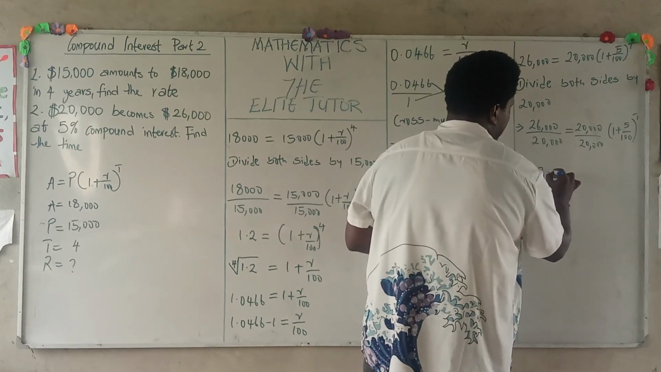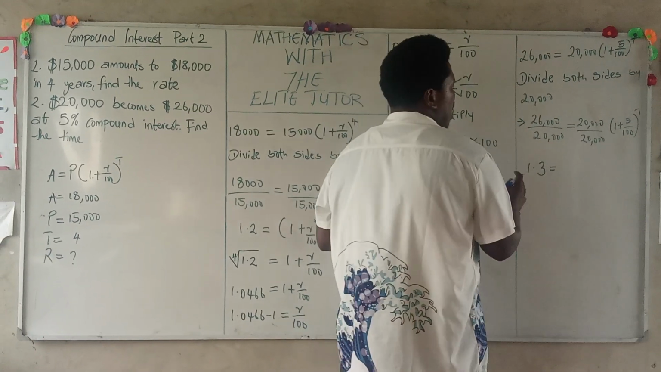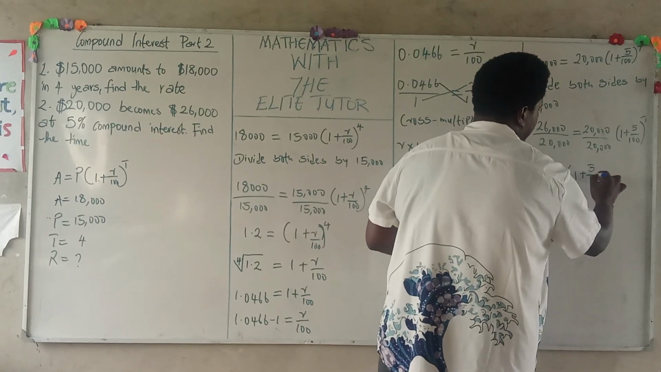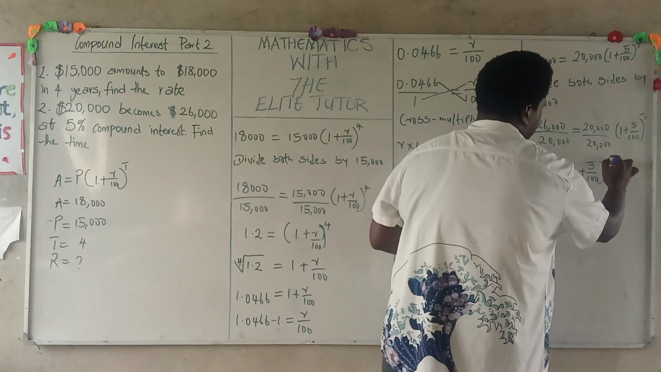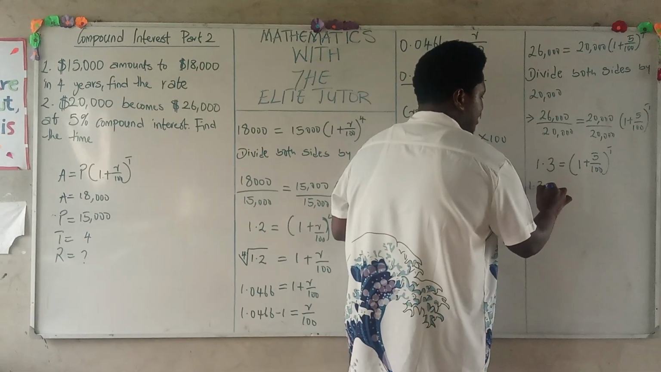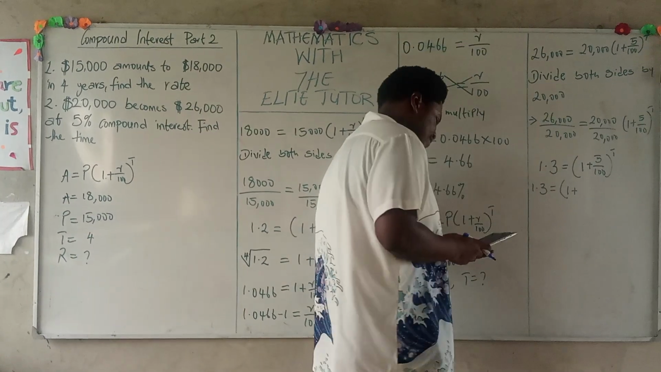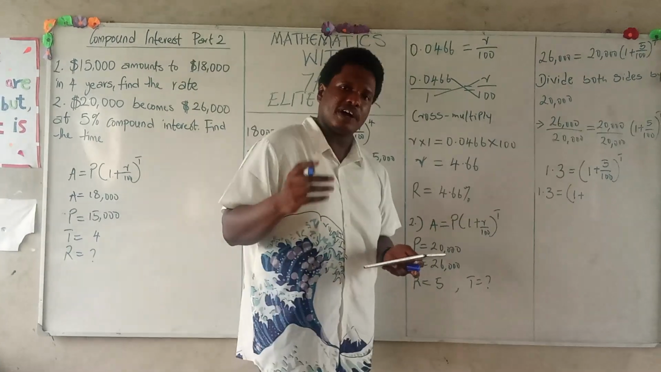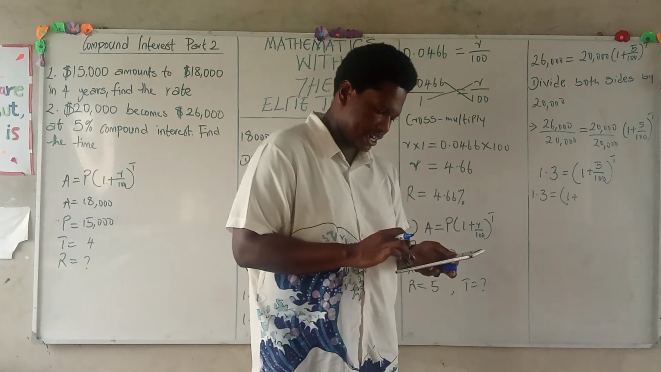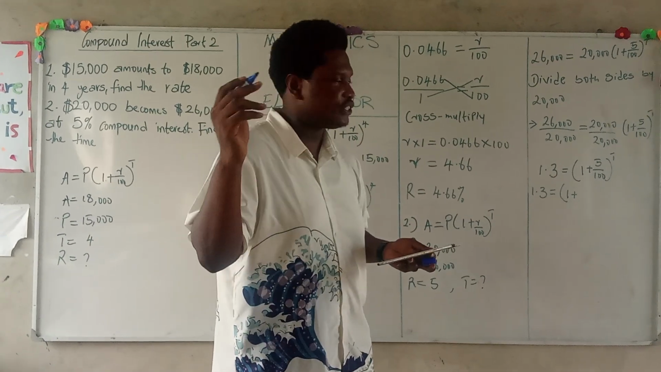So we have 1.3 is equal to 20,000 divided by 20,000, we'll have 1. 1.3 is equal to 1 plus 5 over 100 raised to power T. Now let's simplify further. 1.3 is equal to 1 plus, now 5 divided by 100. Let's confirm that from our calculator. 5 divided by 100 gives us 0.05.